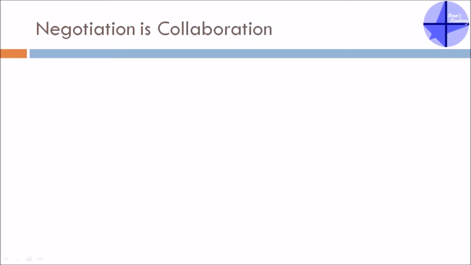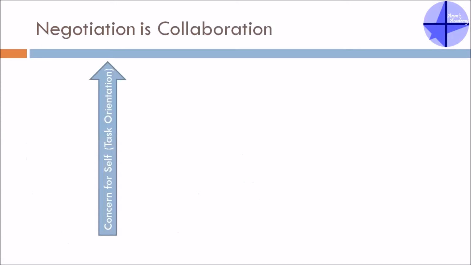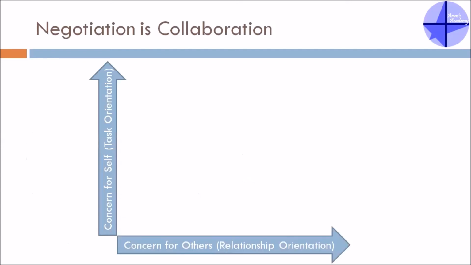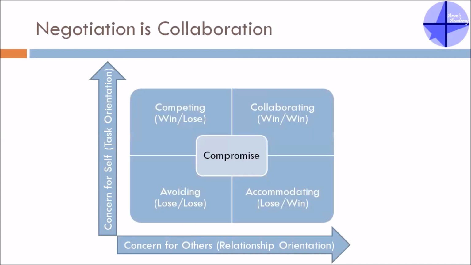Please remember that negotiation is a collaboration. What do I mean? If I plot concern for self or task orientation on one side, and concern for others or relationship orientation on the other, this is how the entire thing will look. If relationship orientation is the highest and you are very low on task orientation, you might end up in an accommodating strategy, that is, you lose and you let the other person win.